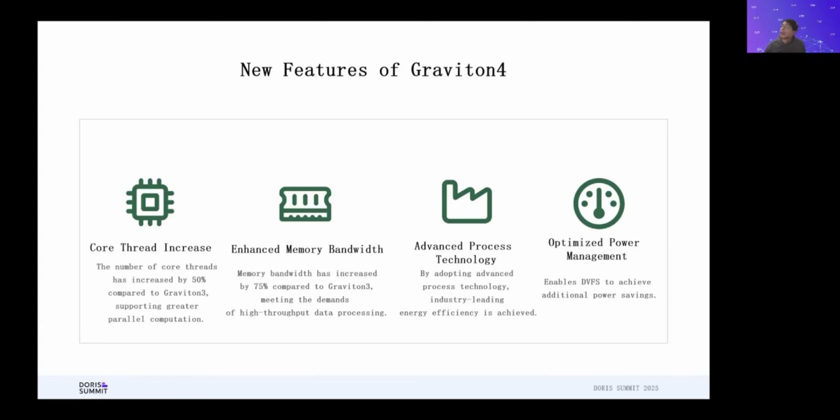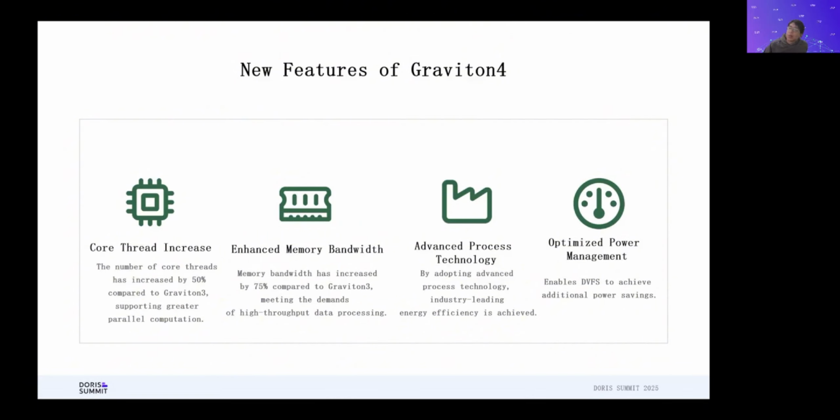Third, Graviton 4 adopts advanced process technology. The advanced technology helps it achieve industry-leading energy efficiency. For enterprises, higher energy efficiency means lower operational cost. Fourth, it has optimized power management. It enables DVFS, which allows for additional power saving. This is another important factor in reducing overall operational cost while maintaining performance.